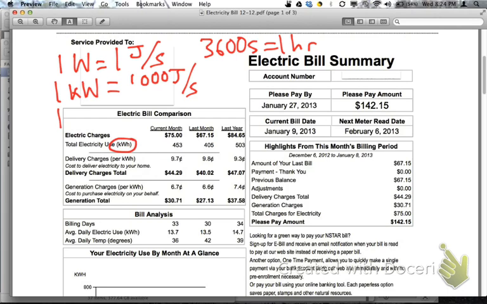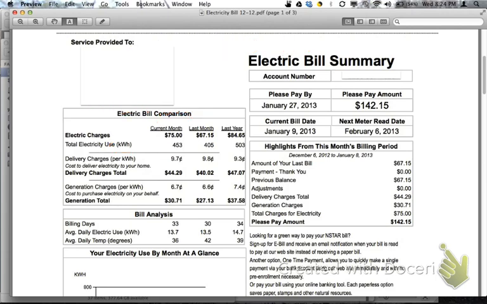a kilowatt hour is a very large unit of energy. It is 3,600,000 joules. Okay, now that seems like a lot of energy, but a joule is actually quite a small unit of energy. Anyway, those are the units that are used to measure electricity.